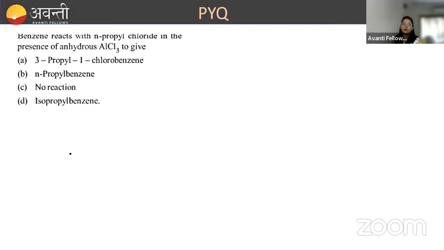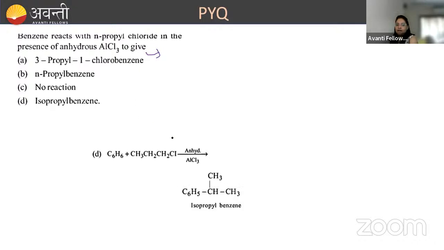Next, benzene reacts with n-propyl chloride in the presence of anhydrous AlCl3 to give. So this reaction is very easy, we have seen this reaction. Which reaction is this? This is the Friedel-Crafts alkylation reaction, right? So here the reaction of anhydrous AlCl3 is happening, there is benzene, there is alkyl halide, what will form here? This type of isopropyl benzene will form. That is our option D.